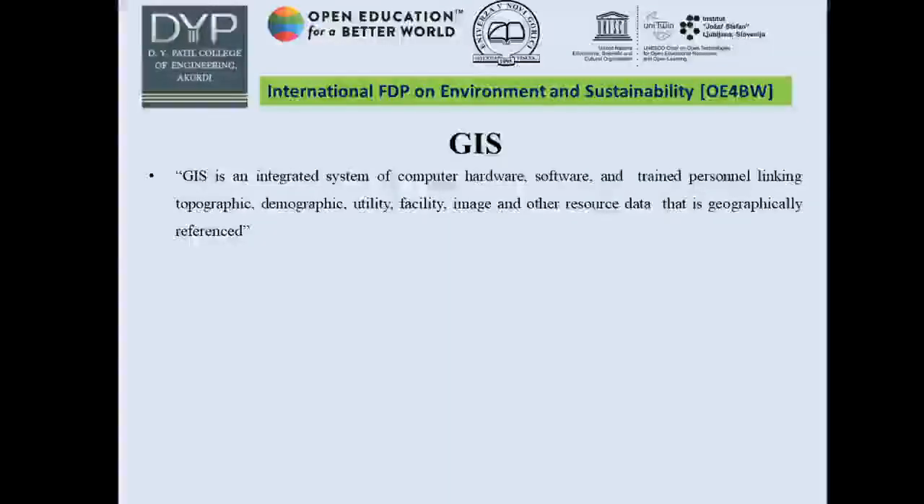GIS is an integrated system of computer hardware, software and trained personnel linking topographic, demographic, utility, facility and image and other resource data that is geographically referenced. So data will be available through the satellite, and that will be overlaid using the GIS and the software.